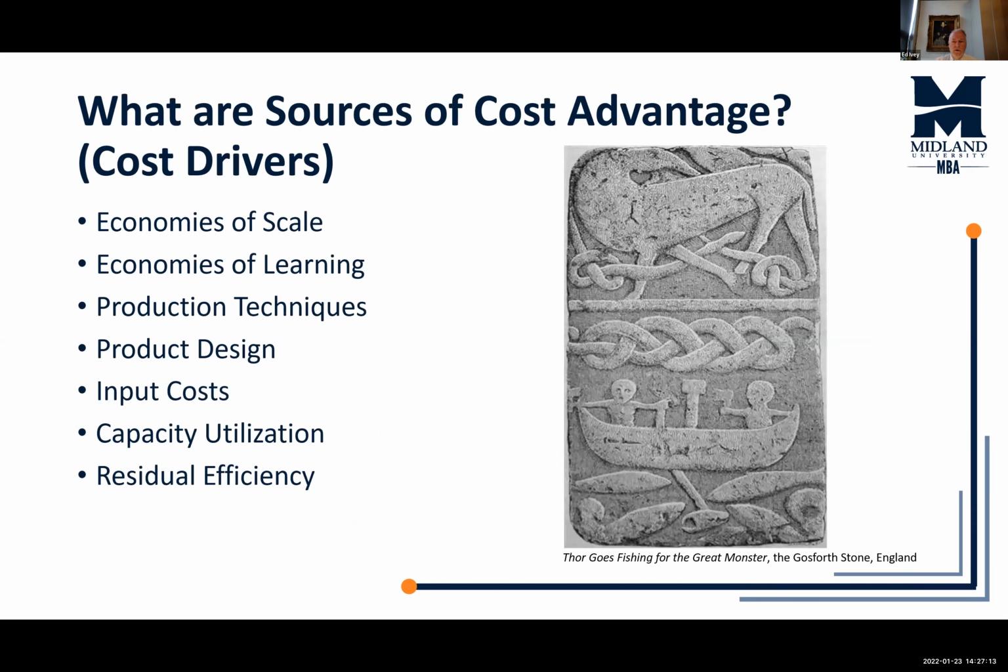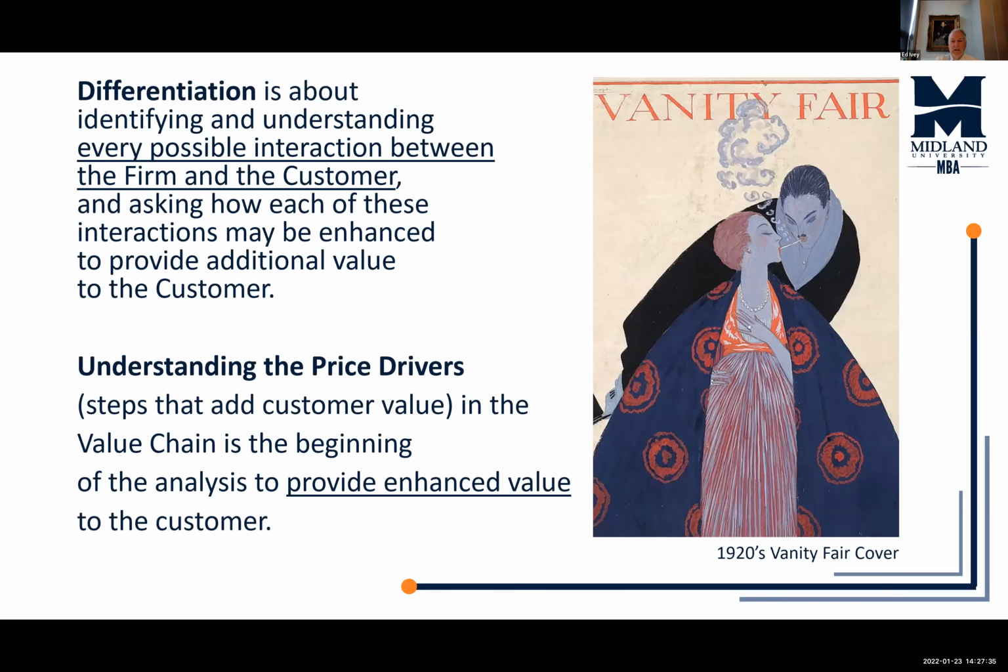So when we see what are the sources of cost advantage, we've already talked about certain cost drivers. Where can we find those cost drivers? They come from economies of scale, economies of learning, the production techniques, production design, input costs, capacity utilization, residual efficiency. When we look at differentiation, though, again, we're turning the page.